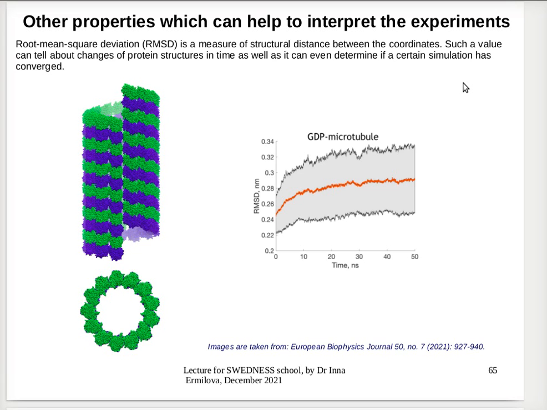Root mean square deviation is another measure of structural distance between coordinates. Basically this helps us to determine if it's time for us to do some production run or to investigate system properties. It is very desirable to investigate such properties when the system is in an equilibrium state. So when we see that it converges to or fluctuates around the same line, we can certainly do that.